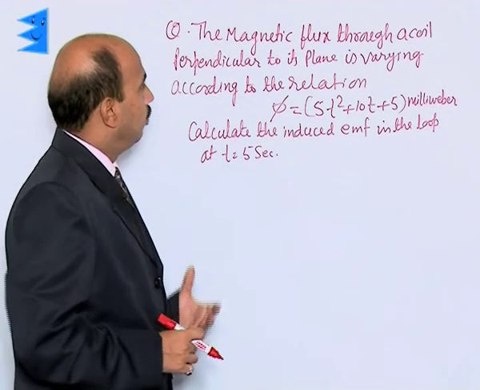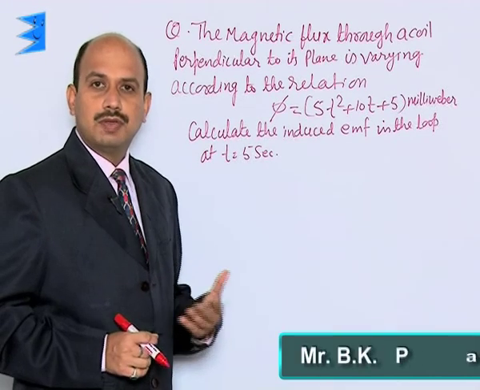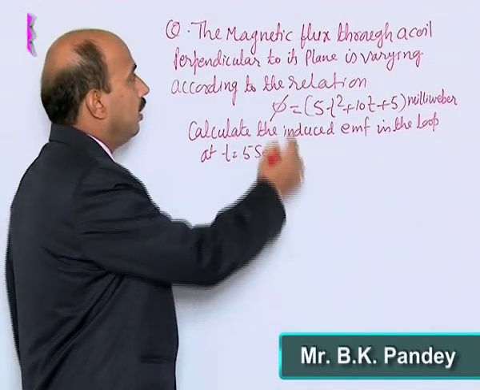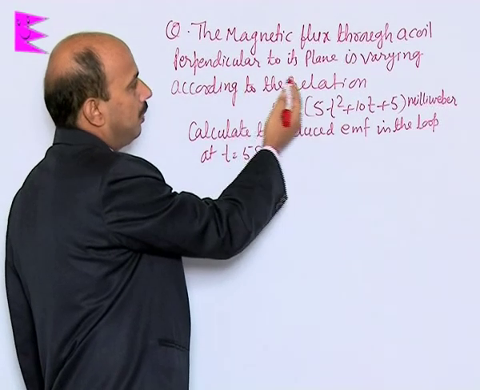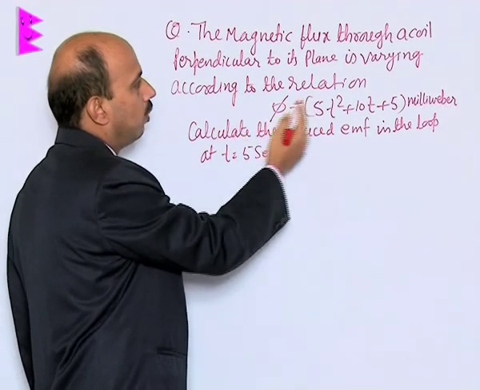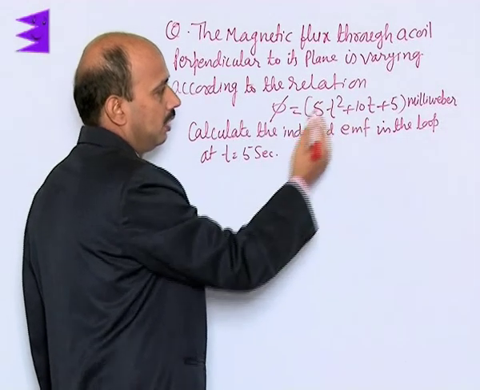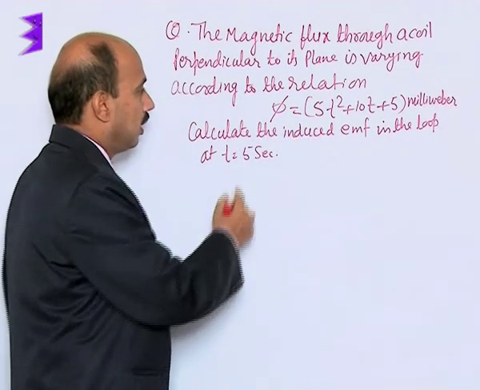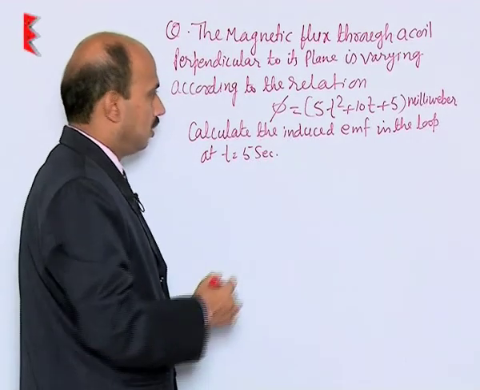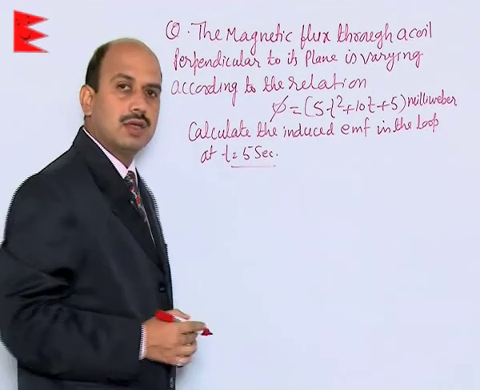Okay, now see here the numerical based on Faraday's laws of electromagnetic induction. The magnetic flux through a coil perpendicular to its plane is varying according to the relation phi is equal to 5t square plus 10t plus 5 milliweber. Calculate the induced EMF in the loop at t is equal to 5 seconds.